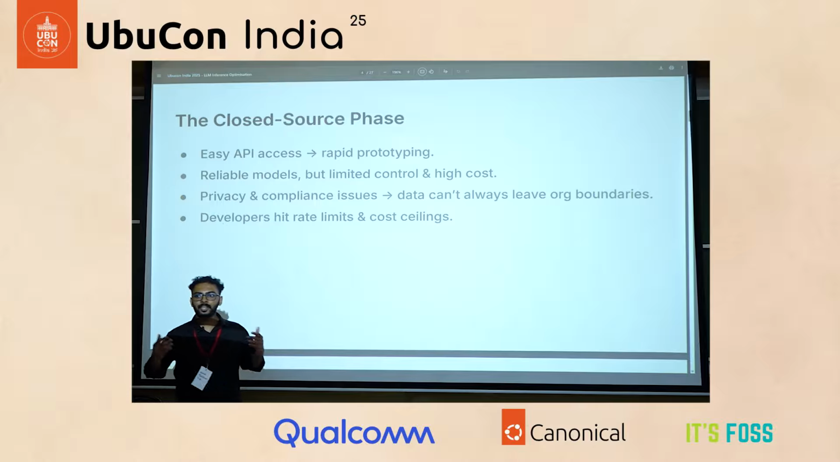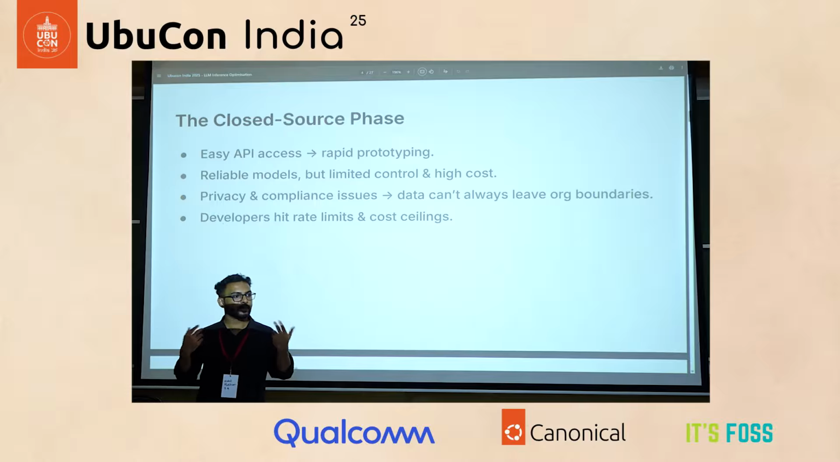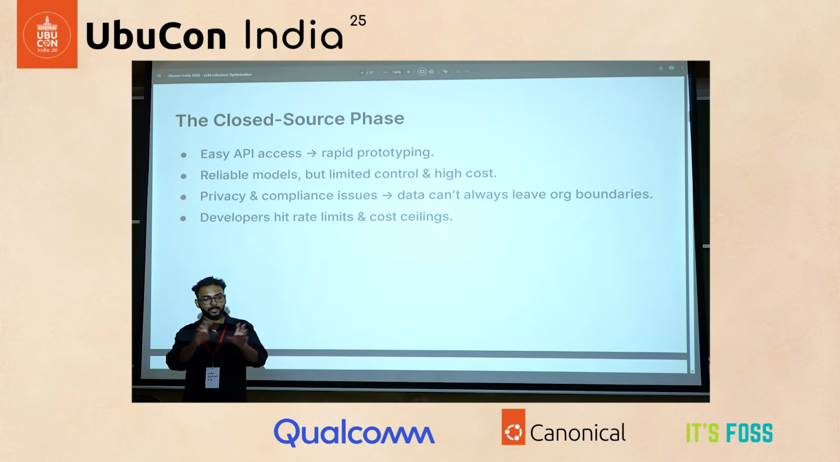So primarily, even for me, for rapid prototyping, I use APIs provided by OpenAI or Gemini, Claude, or those kinds of providers. But what's the problem when we use these kinds of APIs? Yeah, obviously we have to pay for that.